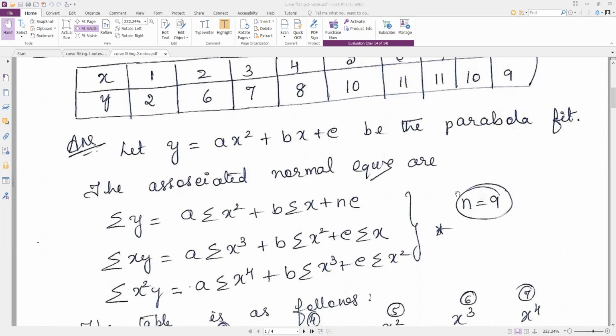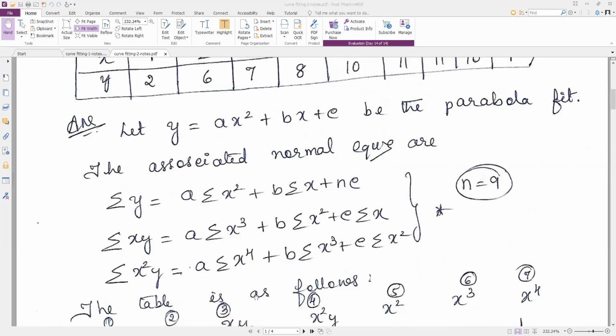Now how to write the normal equations? Apply summation on both the sides. You will get sigma y equal to a sigma x square plus b sigma x plus n into c. Then multiply throughout by x. Then again multiply throughout by x. You will get these three normal equations.